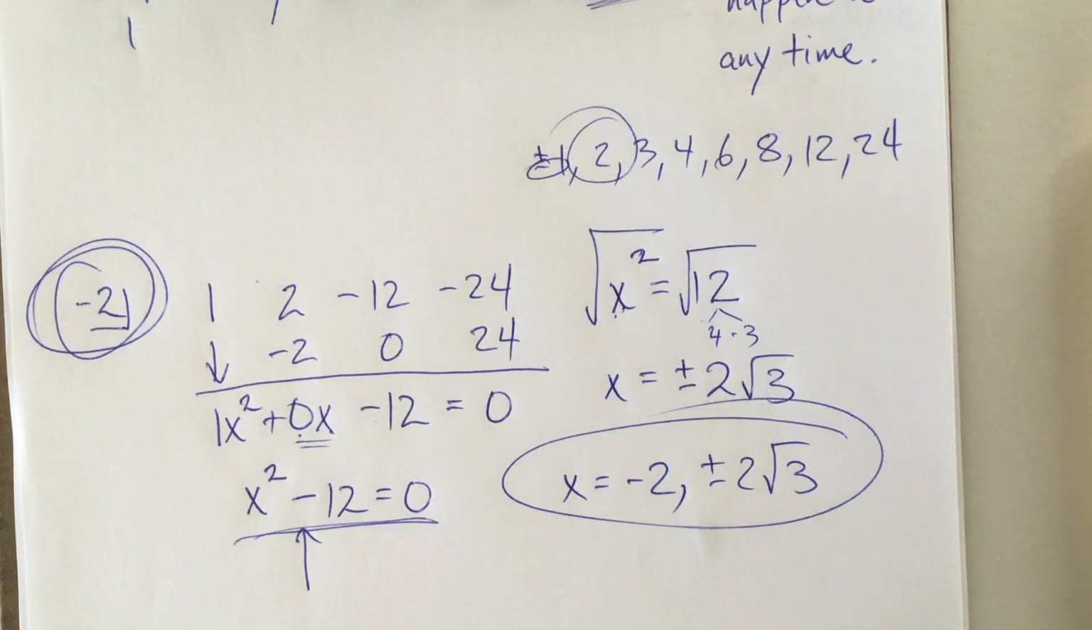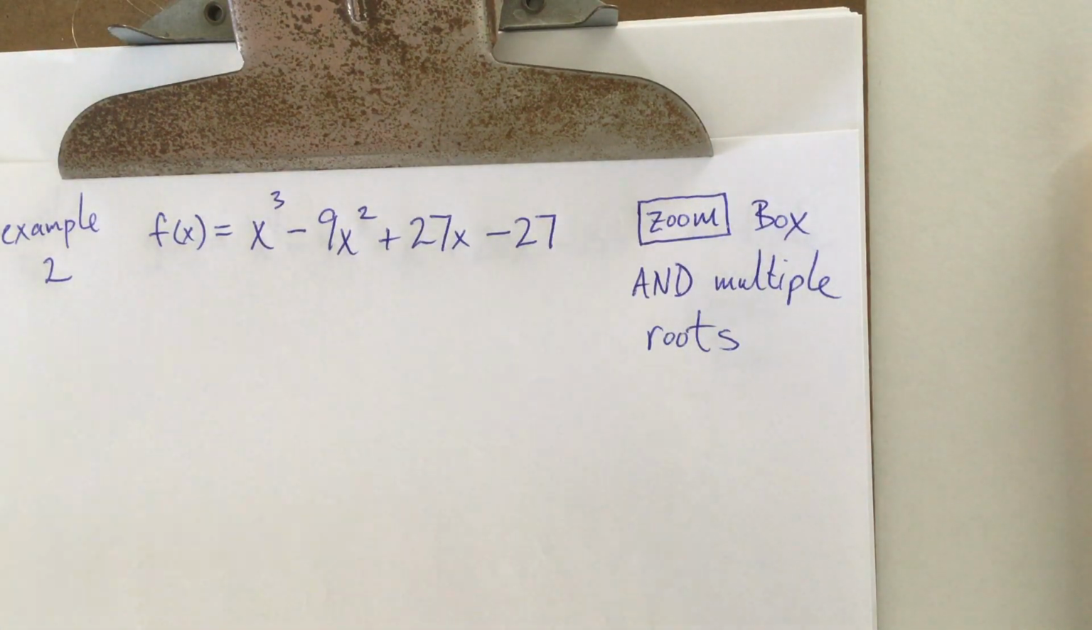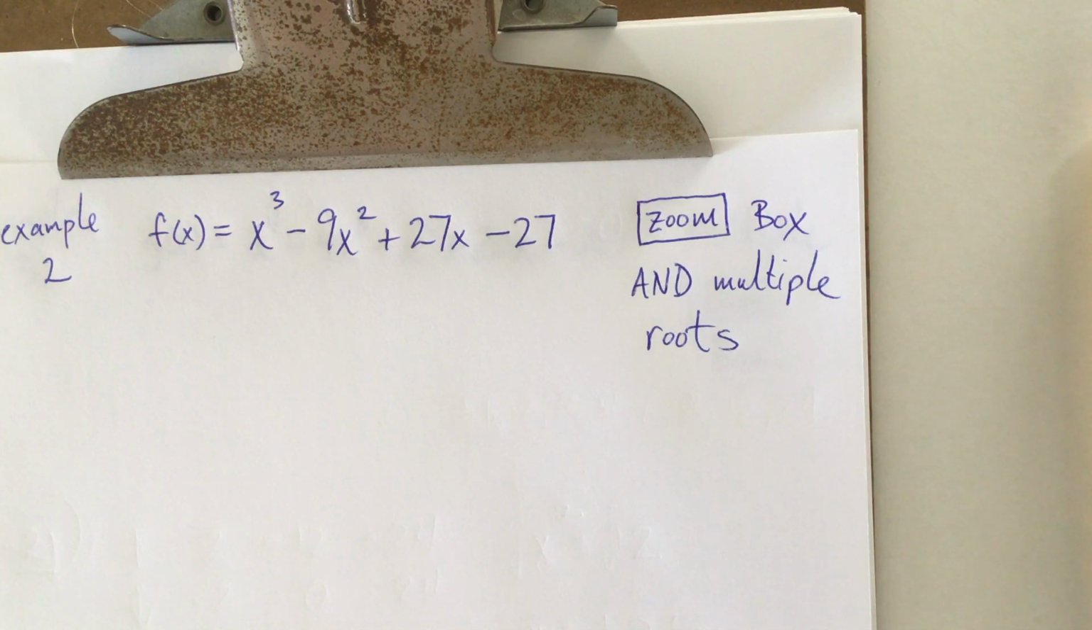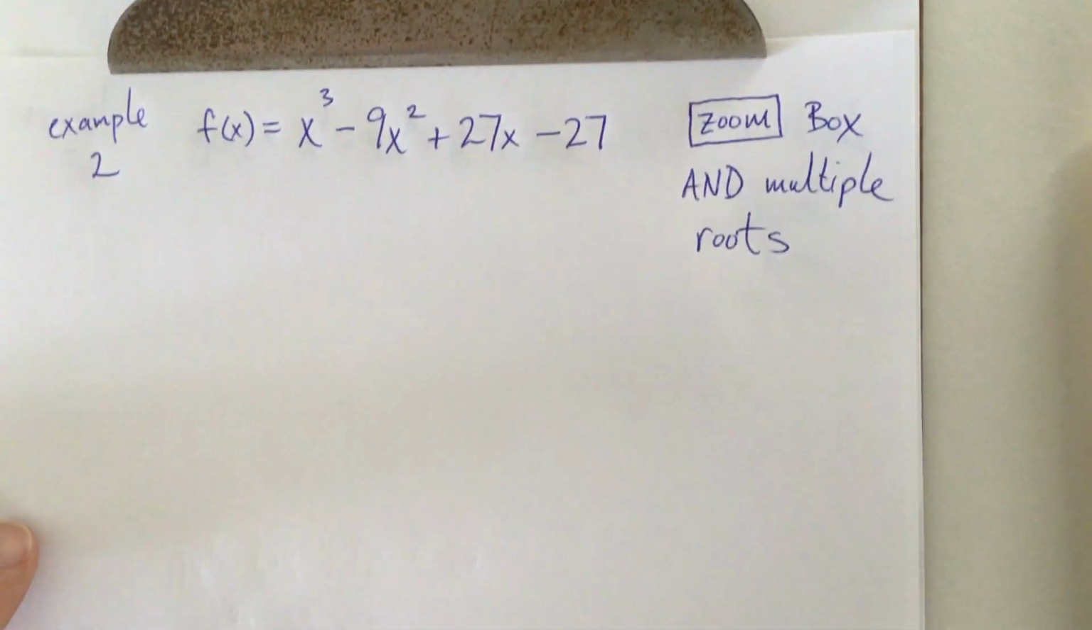Why did I create this example for you? Because I wanted you to know that 0 can happen at any time. Now, here's my next example. I've got 2 more. I haven't shown you something called ZoomBox. I am about to show you something called ZoomBox. It's a really good trick to know on your calculator. And if you haven't noticed, as we go along, I try to show you a little bit at a time different things you can do with your calculator. But here we go. I am going to use synthetic division for this problem.